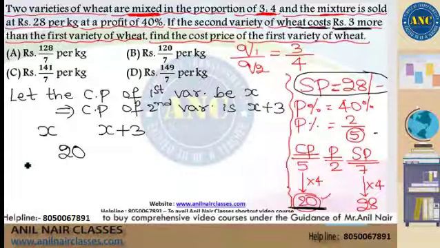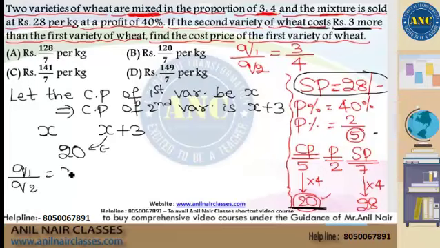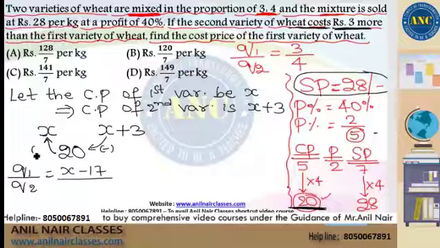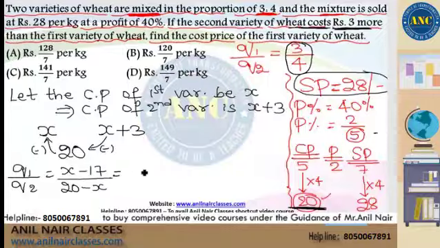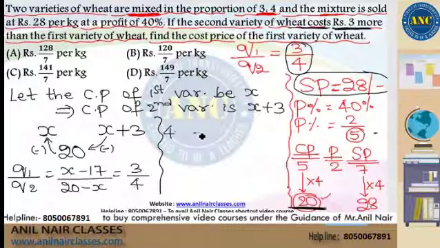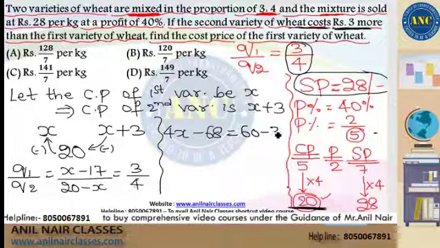Now you can alligate. So Q1 by Q2 now becomes equal to x plus 3 minus 20. It is x minus 17 divided by 20 minus x. But Q1 by Q2 is also given in the question as 3 by 4. Cross multiply and simplify, you will get x value. This is 4x minus 68. 4x minus 68 is equal to 3 into 20, 60 minus 3x.